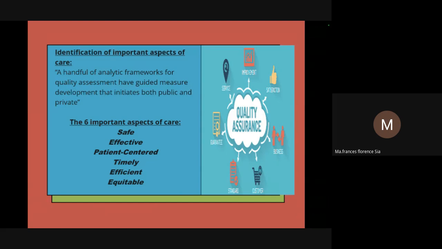The first one is safe. So avoiding harm to patients from the care that is intended to help them. As a nurse, it is our responsibility to help the patient. Then effective, providing services based on scientific knowledge to all who could benefit and refraining from providing services to those not likely to benefit, avoiding underuse and misuse respectively.